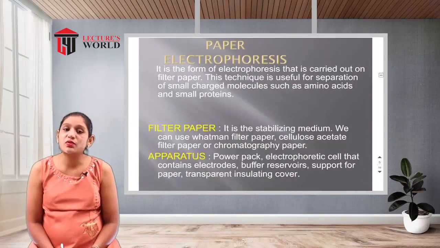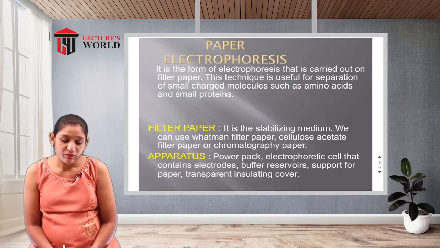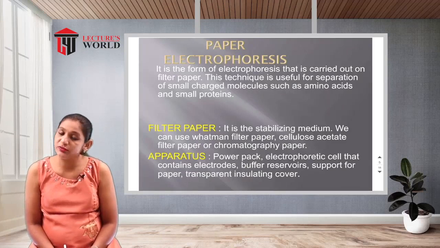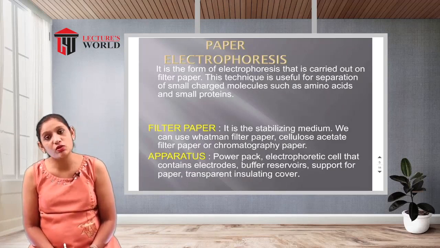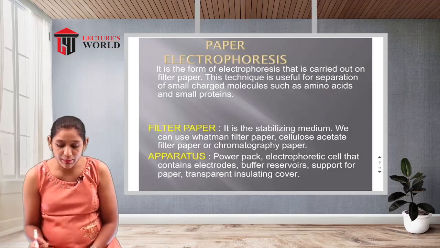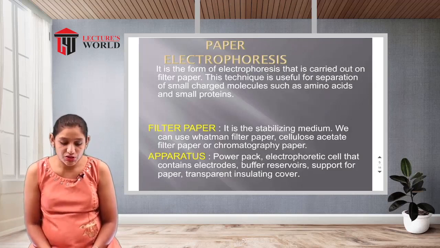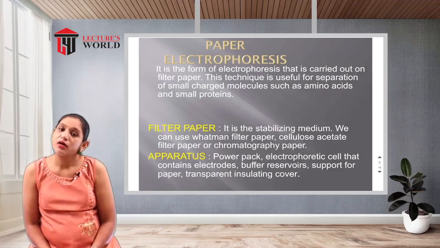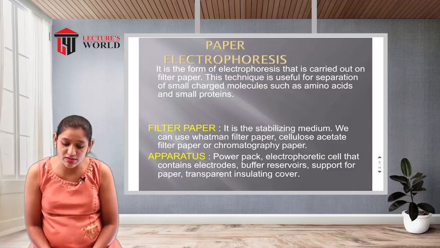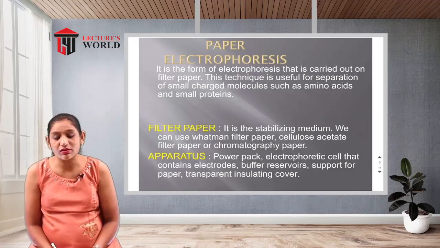Paper electrophoresis, this is the first type. It is the form of electrophoresis that is carried out on filter paper, and this technique is useful for the separation of small charged molecules such as amino acids and small proteins.